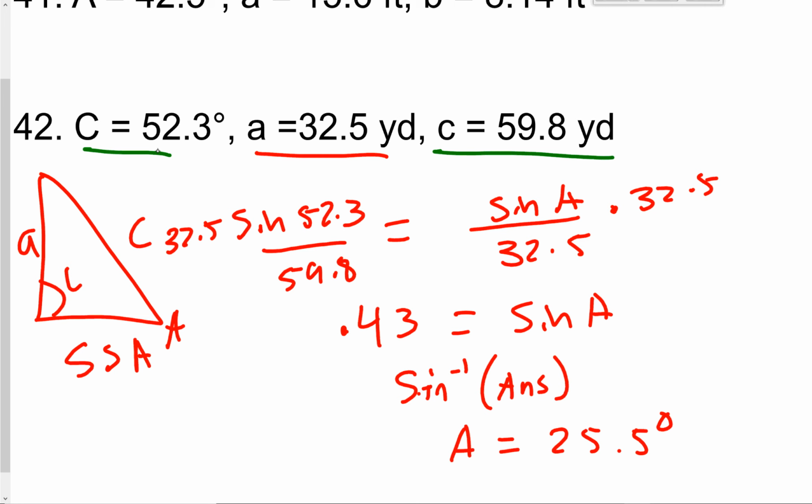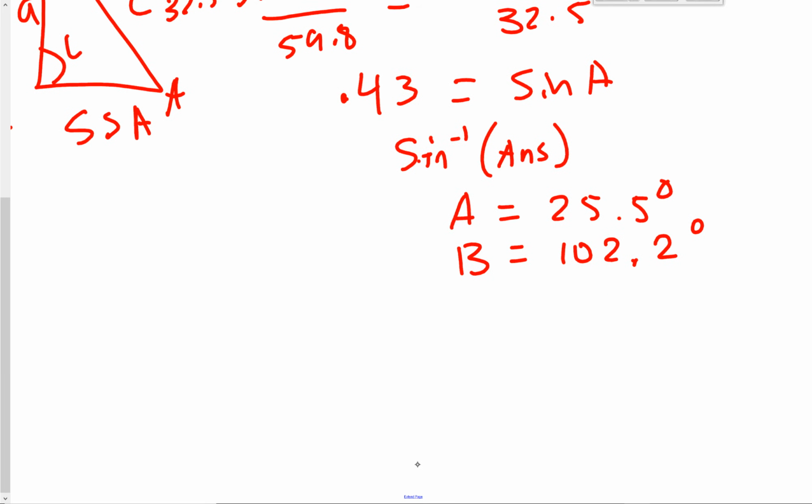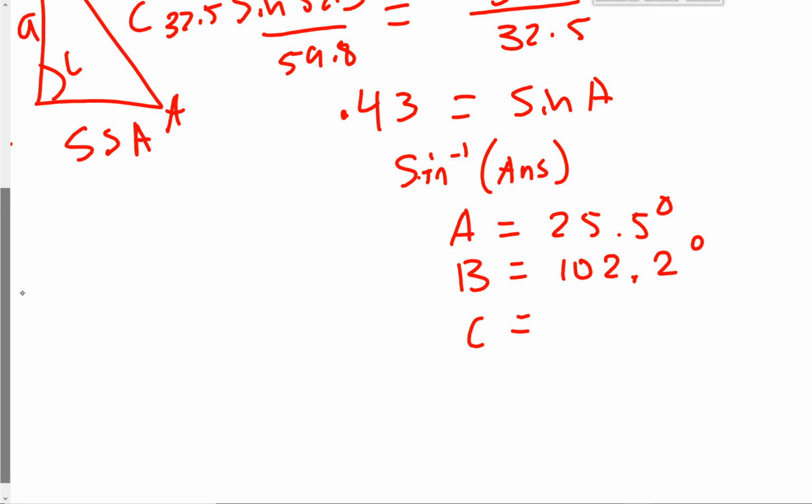Okay, so now I have two angles. And now I can find the third by just subtracting from 180. So I add 52.3 and then subtract that from 180. Okay, so I get 102. So B is 102.2 degrees. So I now have A, B, and C. What was that? It's 52.3.